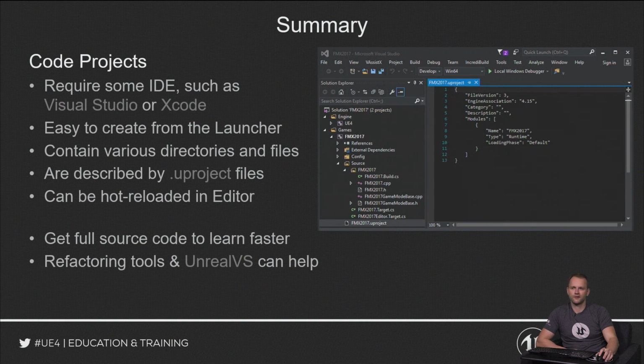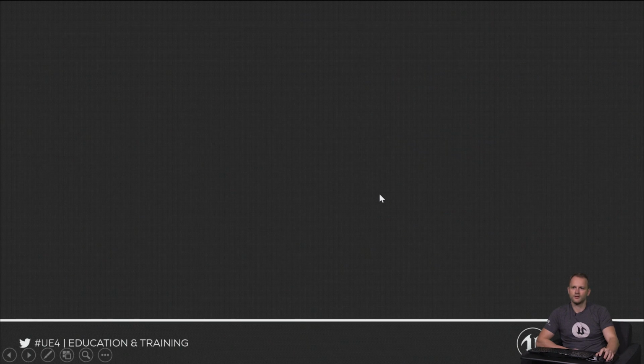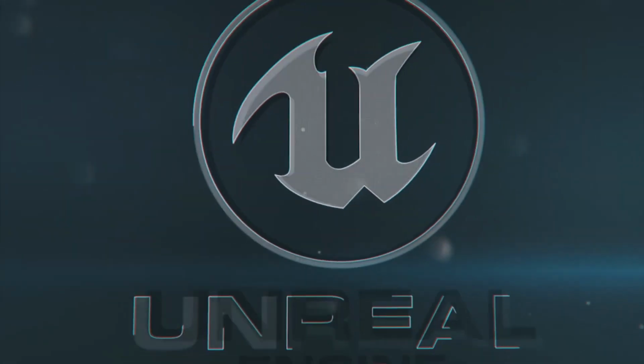Each project contains a number of directories and files by default, and those files are always created for you, and then over time you will add more files to it. And projects are described by uProject descriptor files, and the modules in your project are hot reloadable, so you can keep your coding environment and the Unreal editor open at the same time. And like I said, I recommend that you get the entire engine source code. It will really help you learn UE4 much faster, and refactoring tools are great for assisting you in that work. All right, that was it. So in our next video, we're going to look at how to add a code plugin to our project.